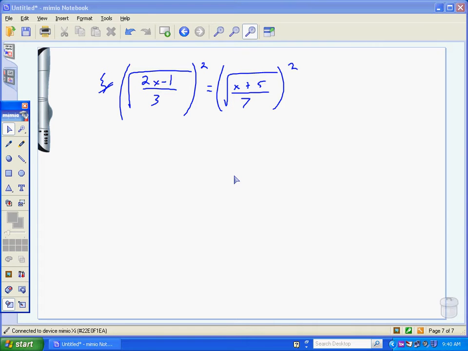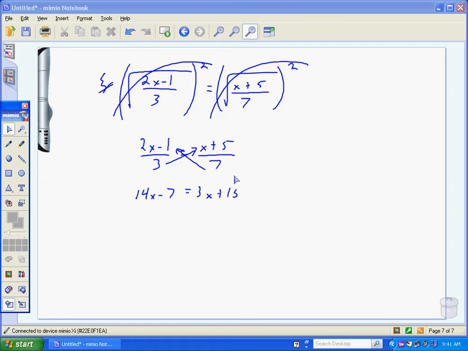In this one, it's not so much. It's just gone and gone because there's nothing with them. So I'm left with 2x minus 1 over 3 is equal to x plus 5 over 7. And now we're back to that whole, well, we know how to get rid of the fraction. In this case we can cross multiply. Take the 3 up and across. Take the 7 up and across. I'm going to get 14x minus 7 is equal to 3x plus 15.